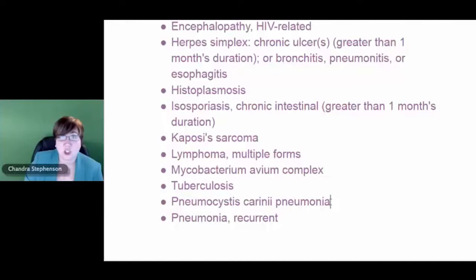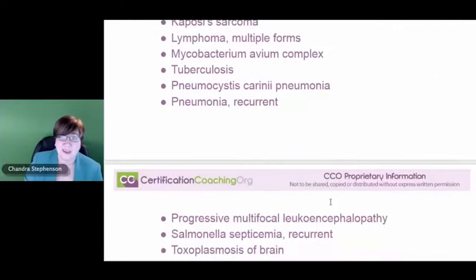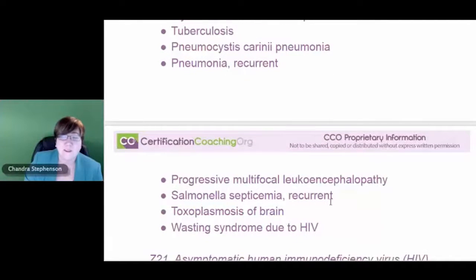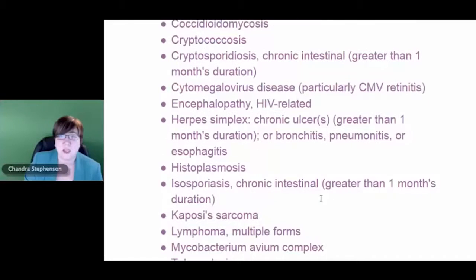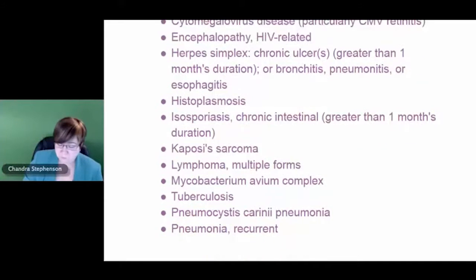Some of them are conditions that we see in everybody, right? Things like herpes simplex. But then they've put additional parameters on there to say, okay, yeah, herpes simplex, but it has to be chronic ulcers lasting more than a month's duration, or it has to be herpes simplex into bronchitis, pneumonitis, esophagitis. It's got to have progressed beyond just a basic case of herpes. And there's all this clinical information here.